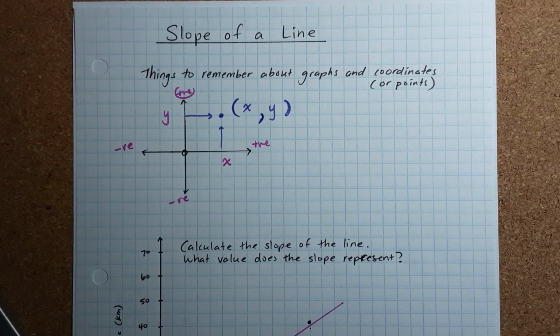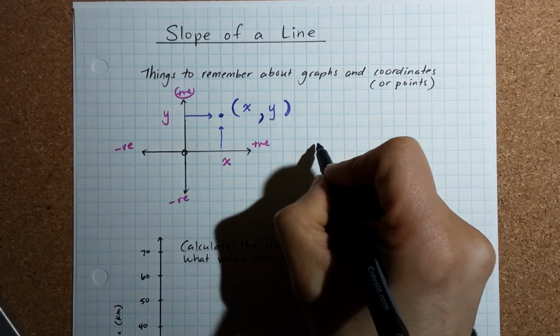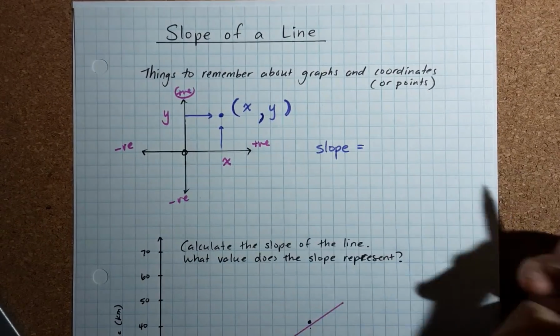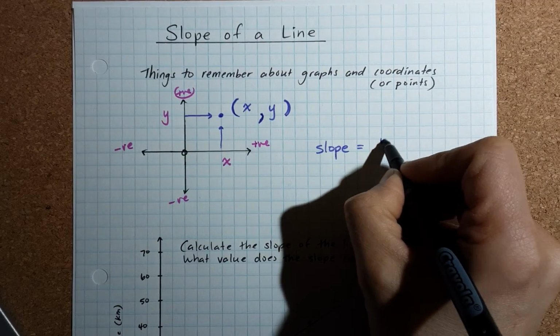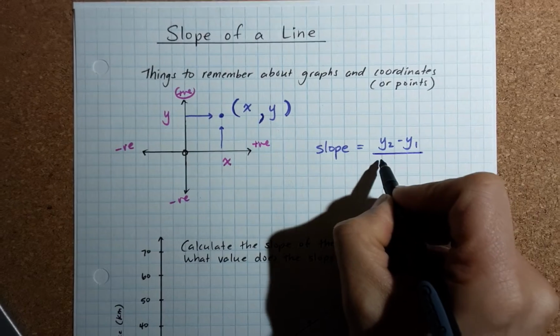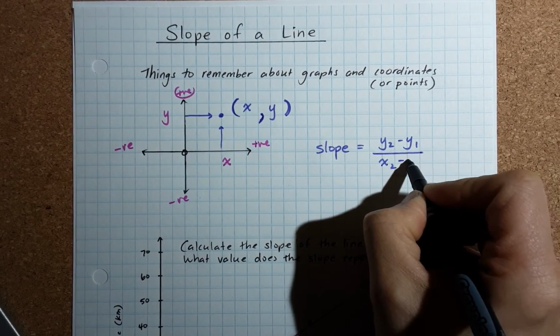Okay? Now, the equation for the slope of a line. Now, in math class, sometimes you can do counting. In science, it's often better if we find points on lines. So there is an equation for the slope of a line. Okay, slope is equal to y2 minus y1 all over x2 minus x1.